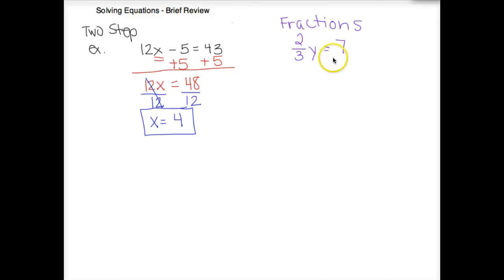Here, most people see, oh, I need to get rid of the 2/3, but for some reason they forget how to get rid of a fraction. It is very important to this class that you know to get rid of fractions that you are going to multiply by the reciprocal.